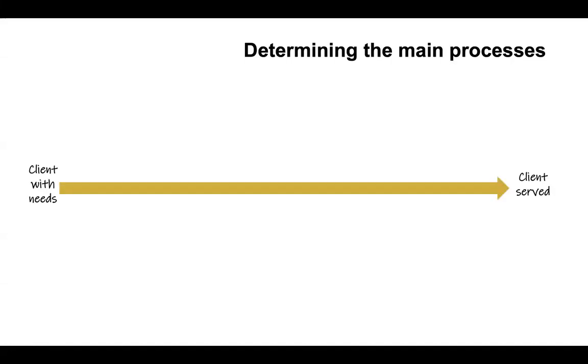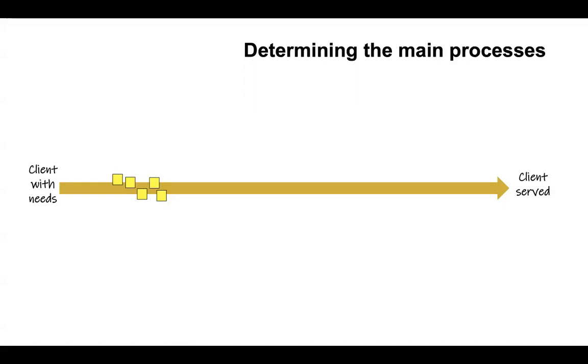Something like receive. So from clients with needs to client served, I can have something like receive a request for proposal, write a proposal, prepare a budget proposal, present proposal, negotiate proposal. Okay, and so I set those sticky notes in a chronological order, but you can put sticky notes wherever you want, in whatever order.